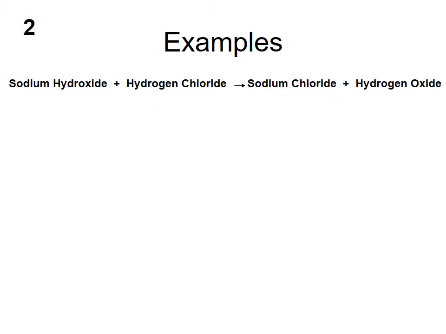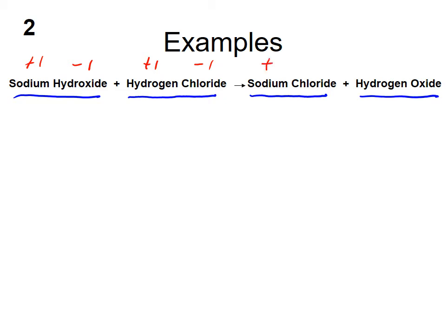Okay, so on this problem, we have a compound hydrogen oxide plus another compound hydrogen chloride will give me a compound sodium chloride plus a compound hydrogen oxide. So the first thing I do when I'm having to write out compounds is I look up their oxidation numbers. So sodium will be +1. Hydroxide is polyatomic, that's -1. Hydrogen is +1. Chloride is -1. Sodium is +1. Chloride is -1. Hydrogen +1. The oxide is oxygen, so that's -2.